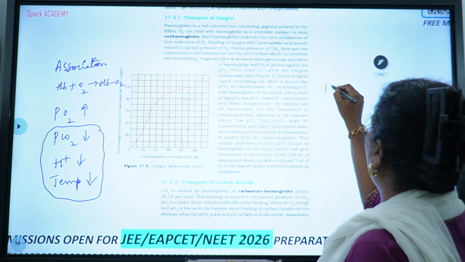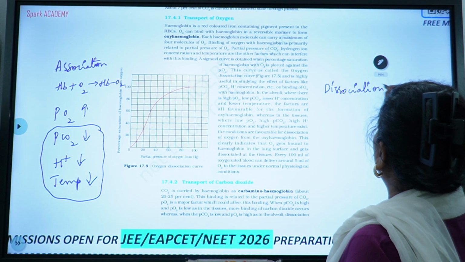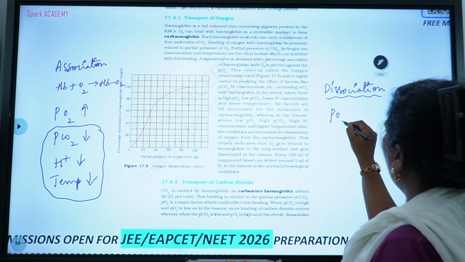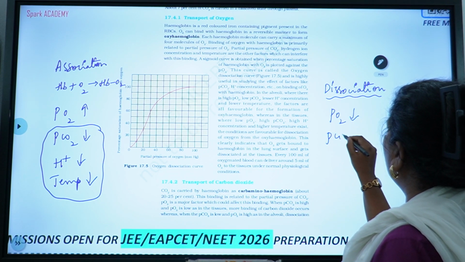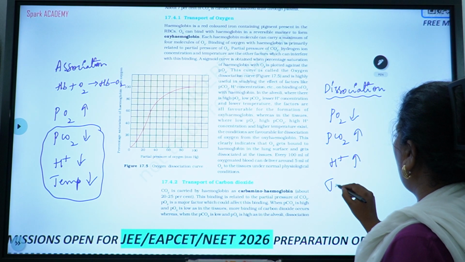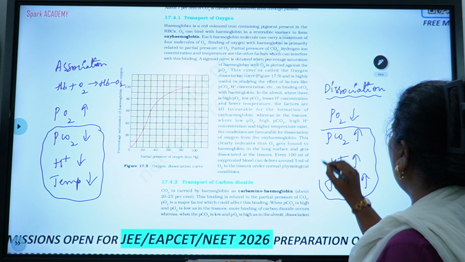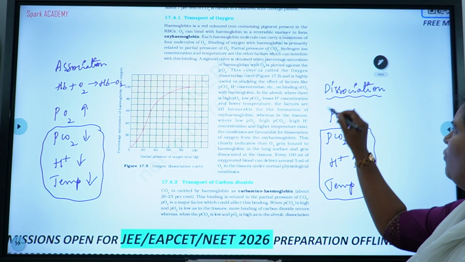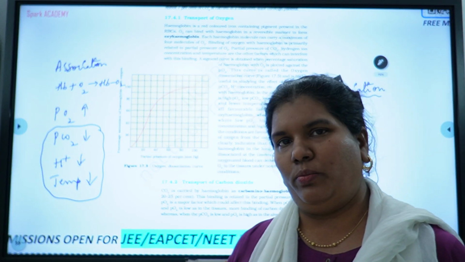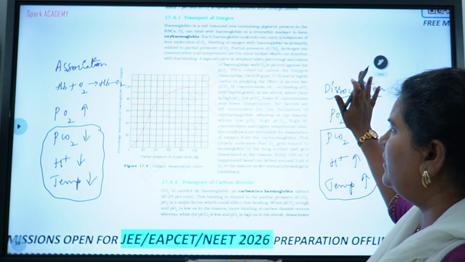Okay. Then we come to dissociation. Let's see how dissociation will happen, on what conditions. What are the conditions? Partial pressure of O2 should be low, partial pressure of CO2 should be high, H plus ion concentration should be high, temperature should be high. If you see, these three factors should be high for the dissociation of oxygen from the hemoglobin. Now, where does this happen? This happens in the tissue region.